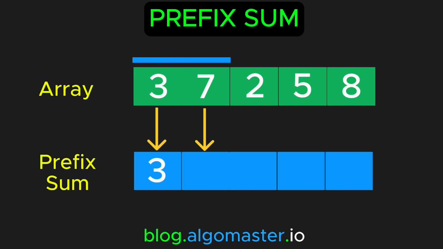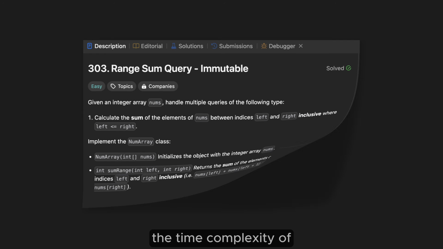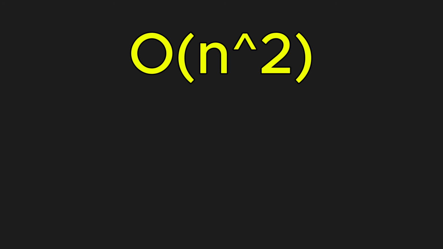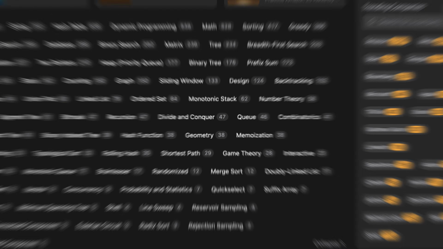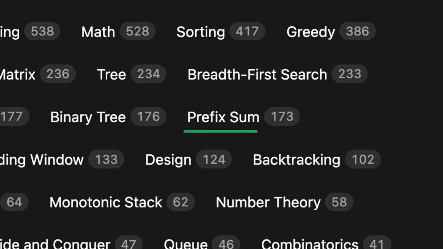Prefix Sum, a super useful LeetCode pattern that can optimize the time complexity of many array-related problems from O(n²) to O(n). If you go on LeetCode, there are currently 173 problems tagged with this pattern, which shows just how important it is.